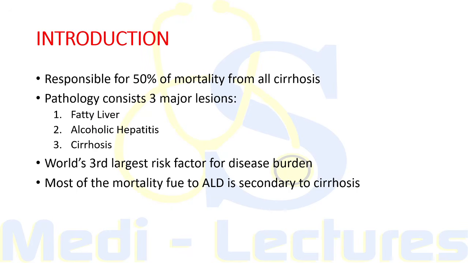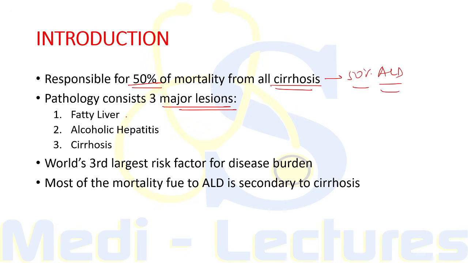So let's begin. First and foremost, chronic and excessive alcohol ingestion is the major cause of liver disease and it is responsible for 50% of mortality from all the cases of cirrhosis. So out of all the cases of cirrhosis, 50% are due to alcohol, that is alcoholic liver disease. Now the pathology of alcoholic liver disease consists of three major lesions. First is fatty liver, then alcoholic hepatitis, and finally cirrhosis.